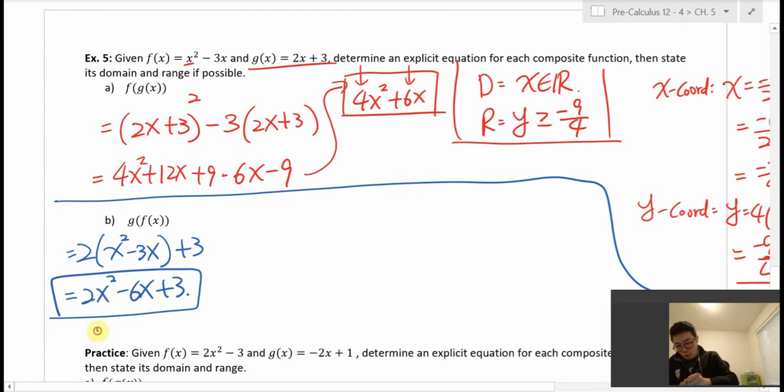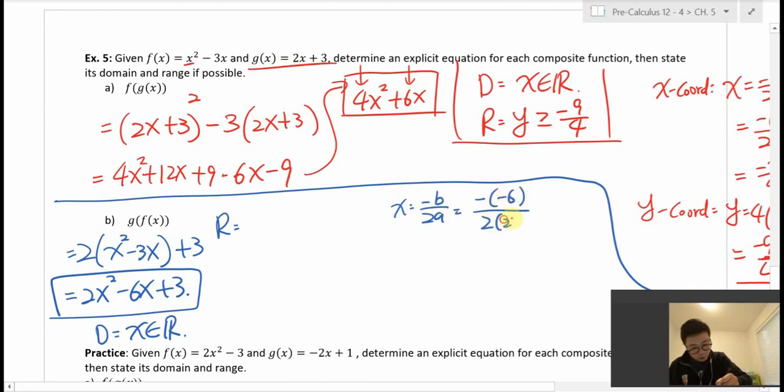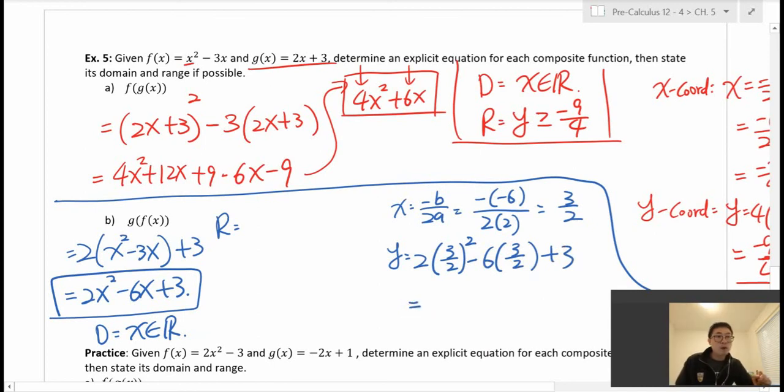And now we can find the domain quite easily, again, because it's a quadratic function, so the domain is going to be all real numbers. However, for range, it's going to be slightly trickier because we need to find the vertex. Recall, the x-coordinate is going to be negative b divided by 2a. So it's going to be negative of negative 6 divided by 2 times 2, which is going to be 3 over 2. To find the y value, you simply plug 3 over 2 into the function. So 2 times 3 over 2 squared minus 6 times 3 over 2 plus 3. Again, I have this worked out already, so you should get negative 1.5.